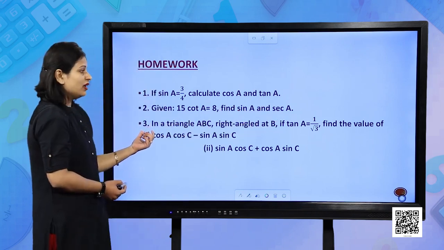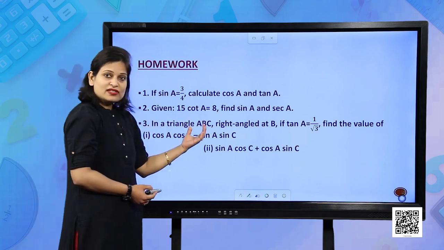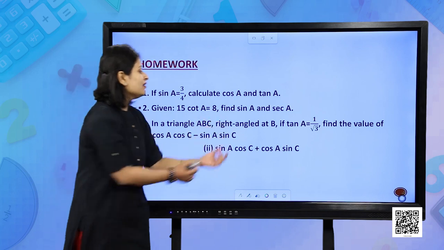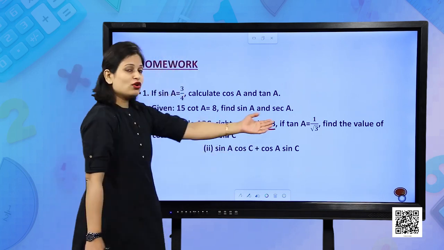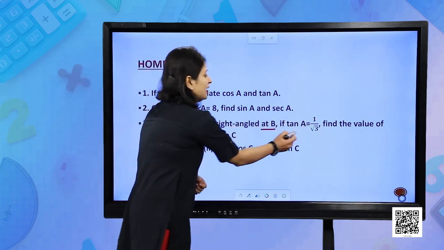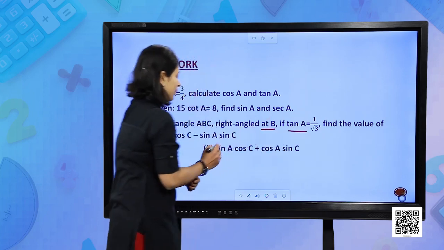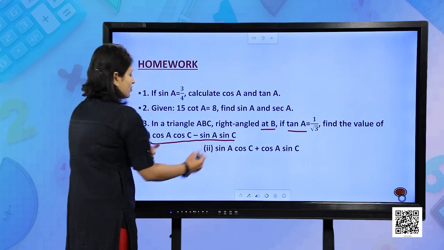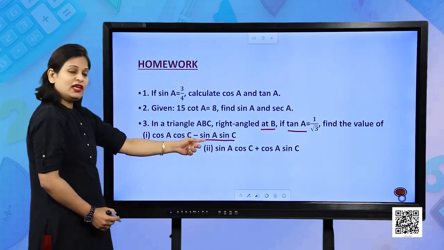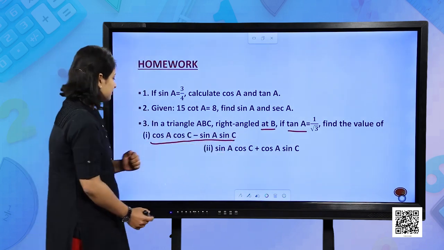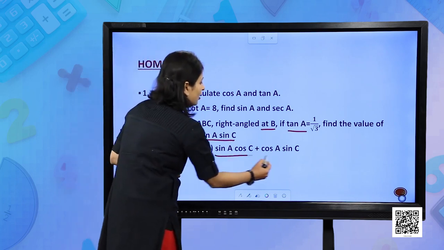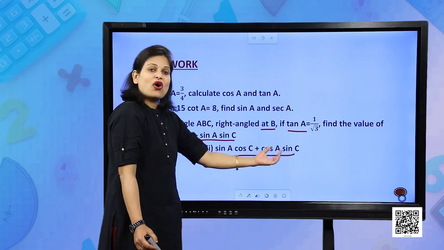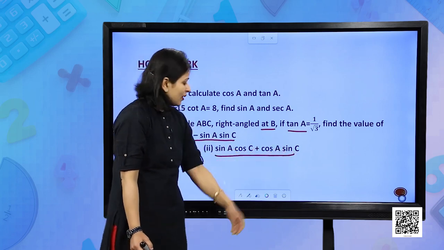In question number 3, you have to consider a right angle triangle, triangle ABC, which is right angled at B, and the value of tan function is given. Tan A is given as 1 upon root 3. You need to calculate cos A into cosecant C minus sin A into sin C. And in the second part, you need to find out sin A into cos C plus cos A into sin C.